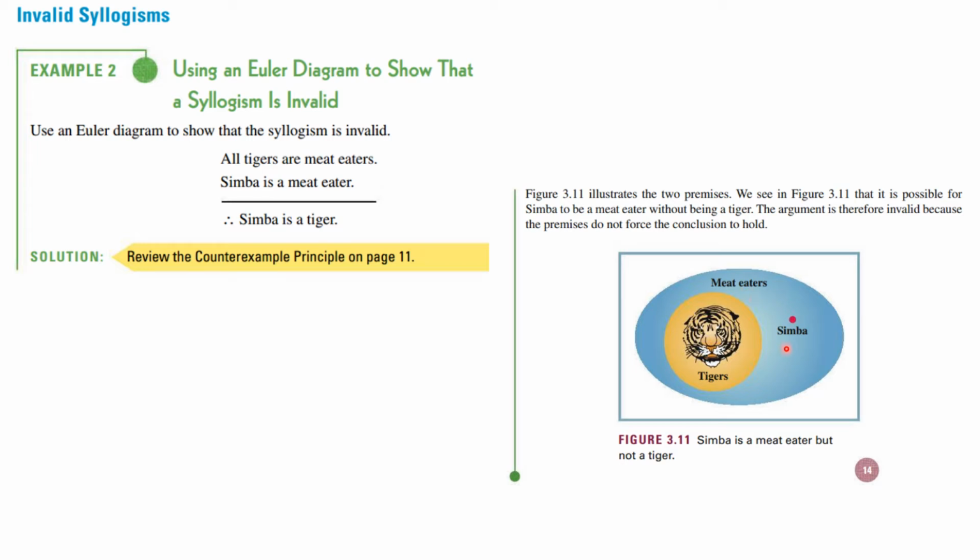But then we say Simba is a meat eater. Now, it could be that Simba is inside of this and is a tiger, but also it's possible for Simba to be outside of this and not be a tiger, like perhaps Simba could be a lion. And in fact, Simba was the name, I think, of the Lion King in the Disney film. So anyway, this is invalid because you've shown one Euler diagram where that is not true.